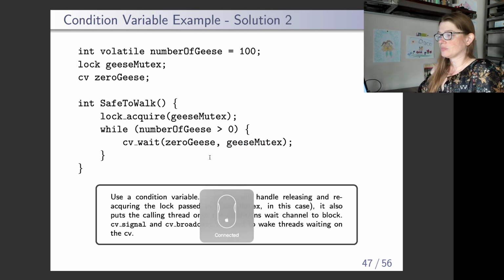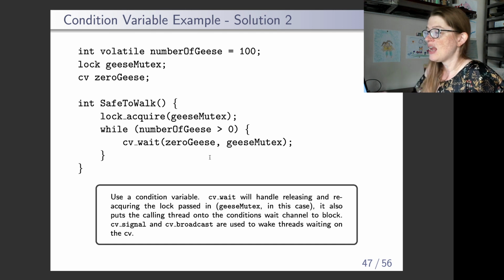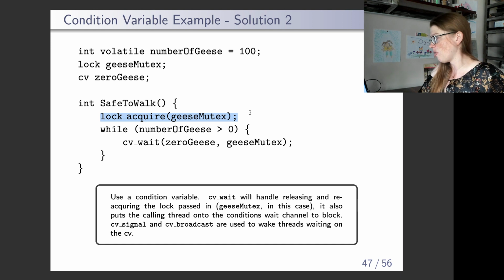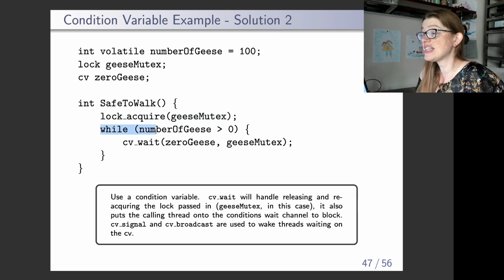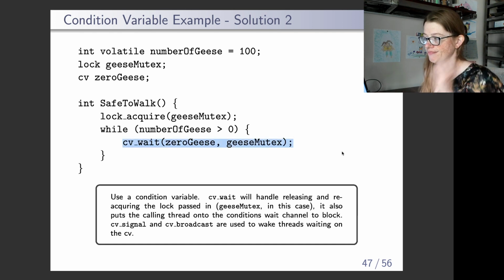So if we take the same code as before, we still need the geese mutex because that's what's giving us the mutual exclusion on number of geese. But now we're going to add a CV, and I need to name my CVs according to what the condition is they're waiting on. So I've called this CV 0 geese. So I am going to acquire my lock on the geese variable, and then I'm going to say while the number of geese is greater than 0, instead of acquiring and releasing the lock, I'm going to call CV wait.